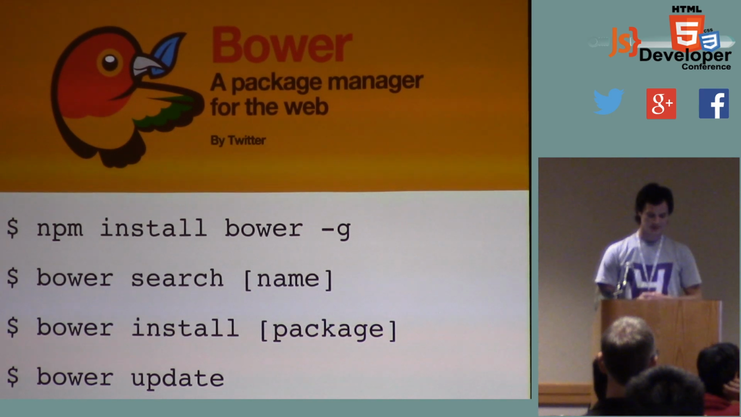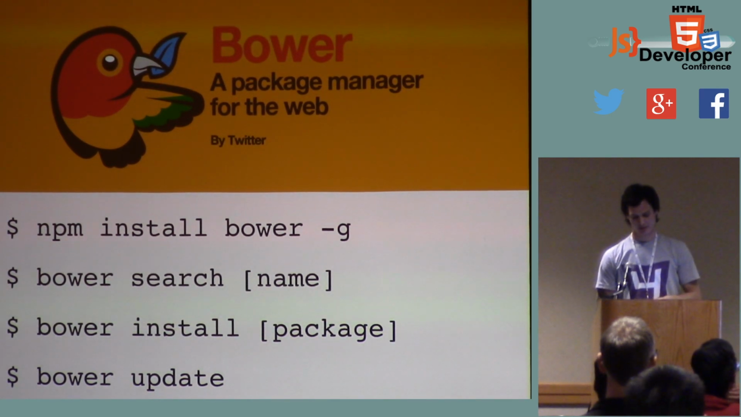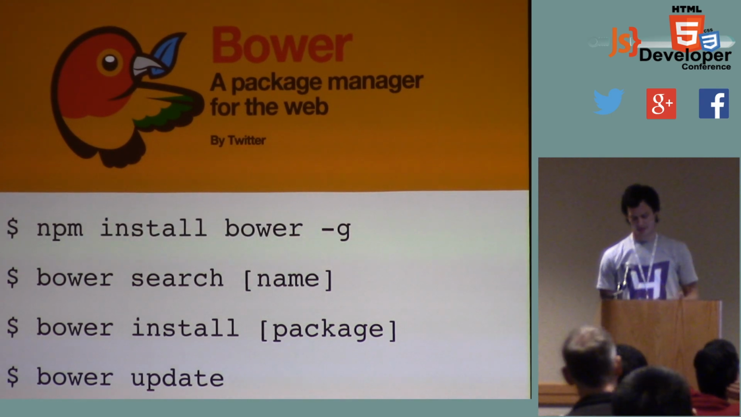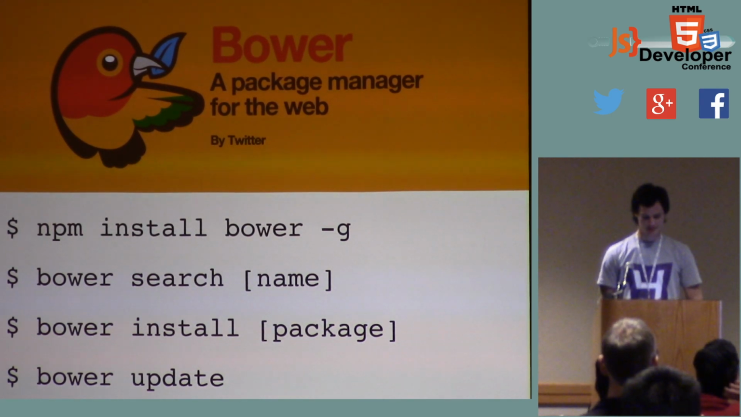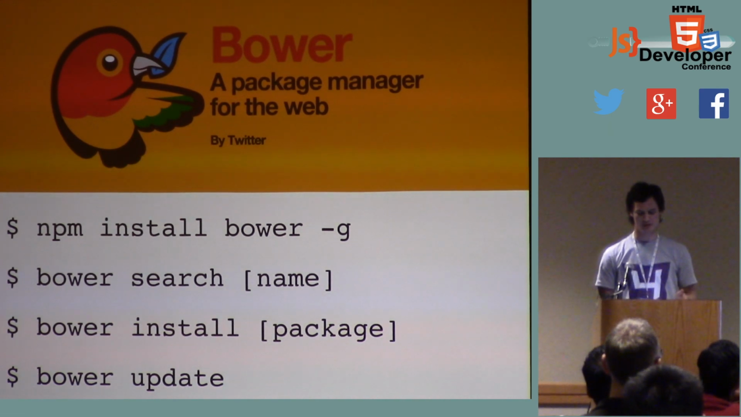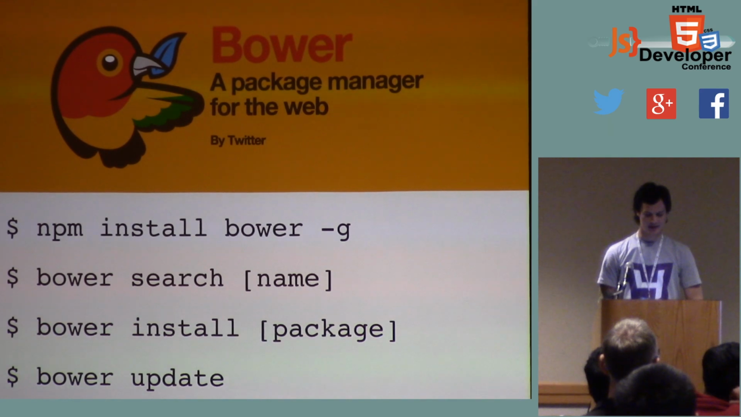So how that would occur would be using Bower search. Bower search and the name of your package brings up a list of your packages. Bower install, package name, hash, version, can install individual versions of those libraries. And Bower update will search all of your project dependencies and check if they're up to date.